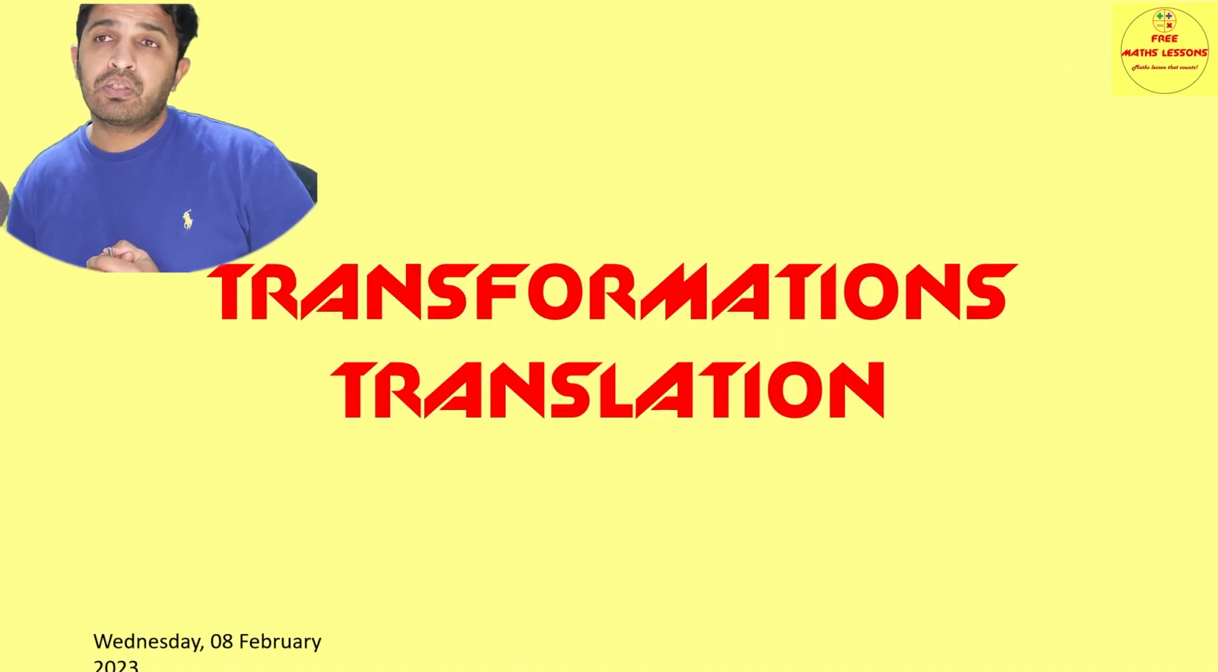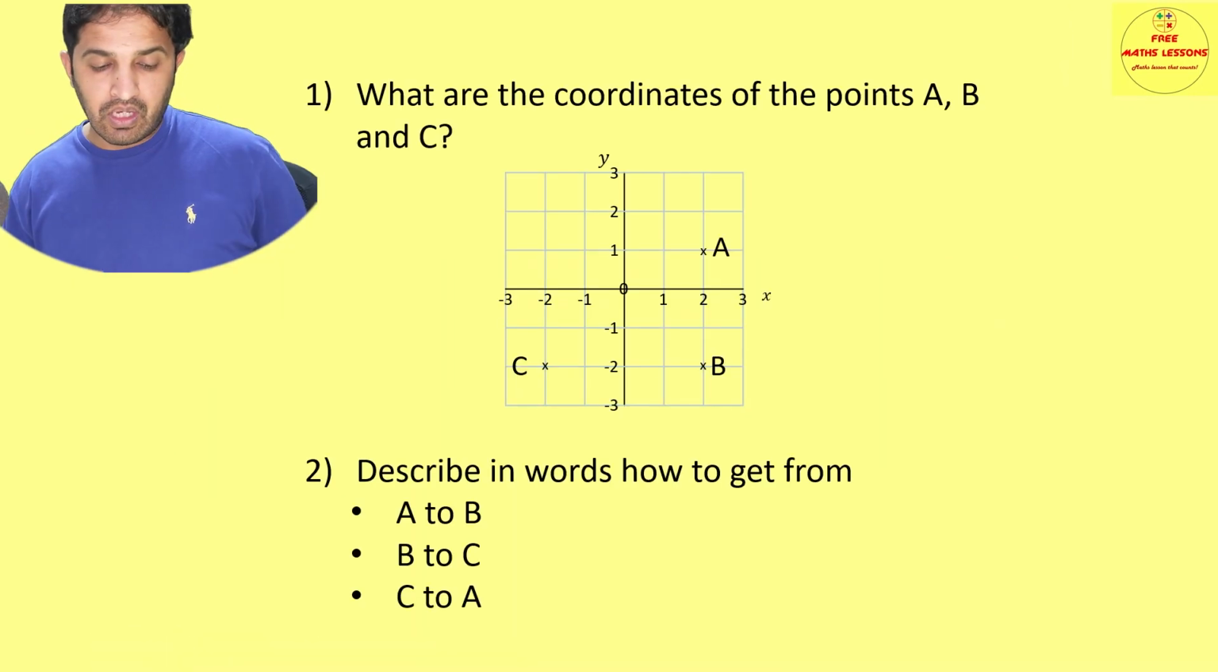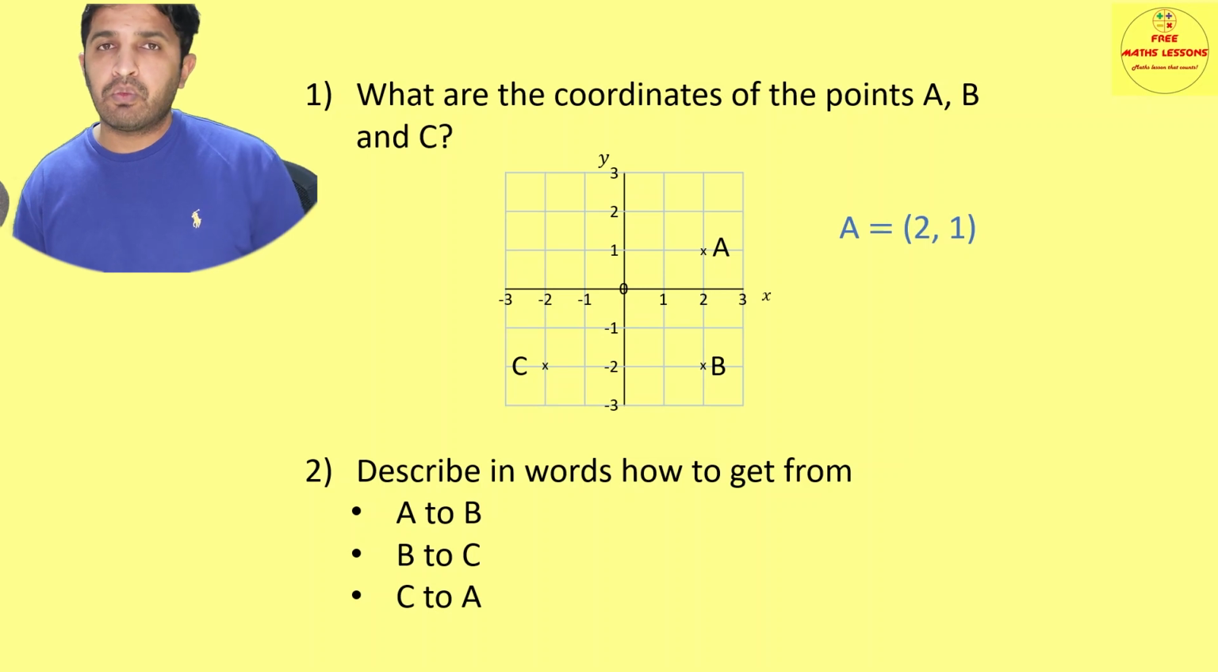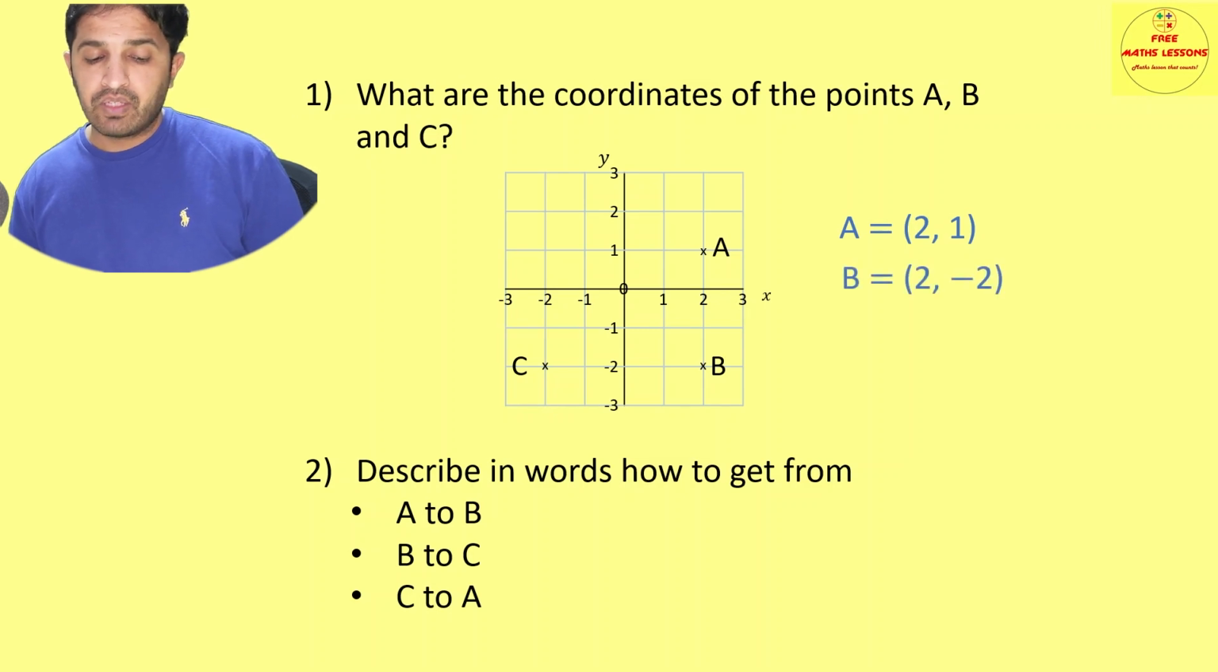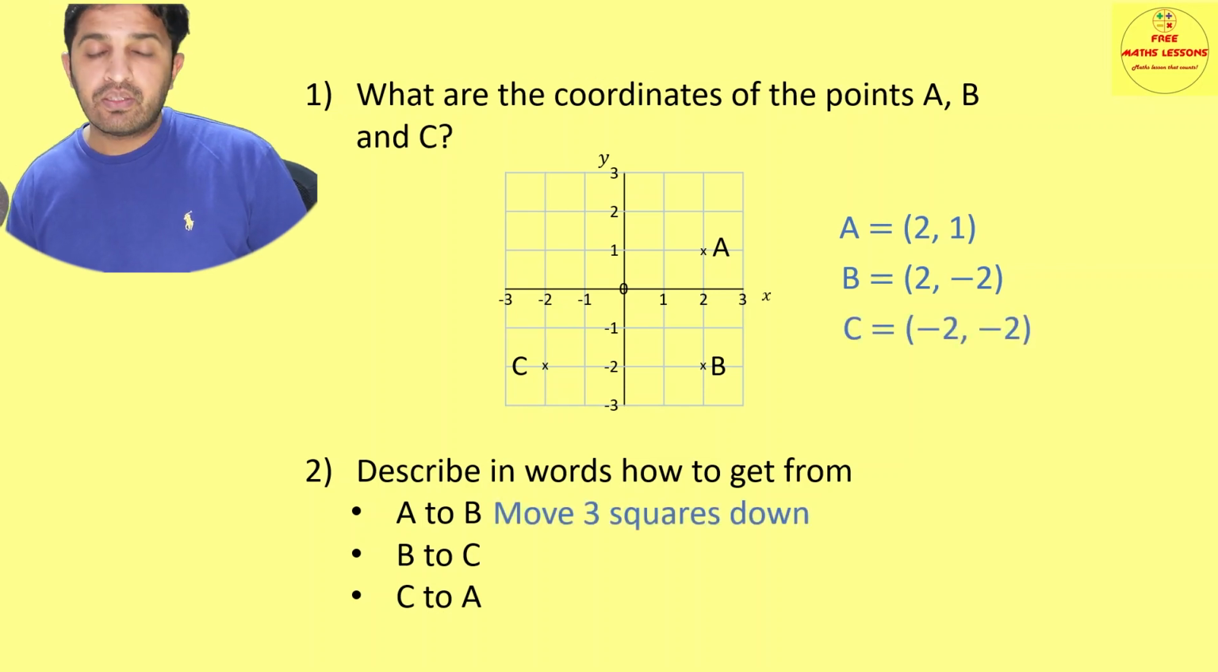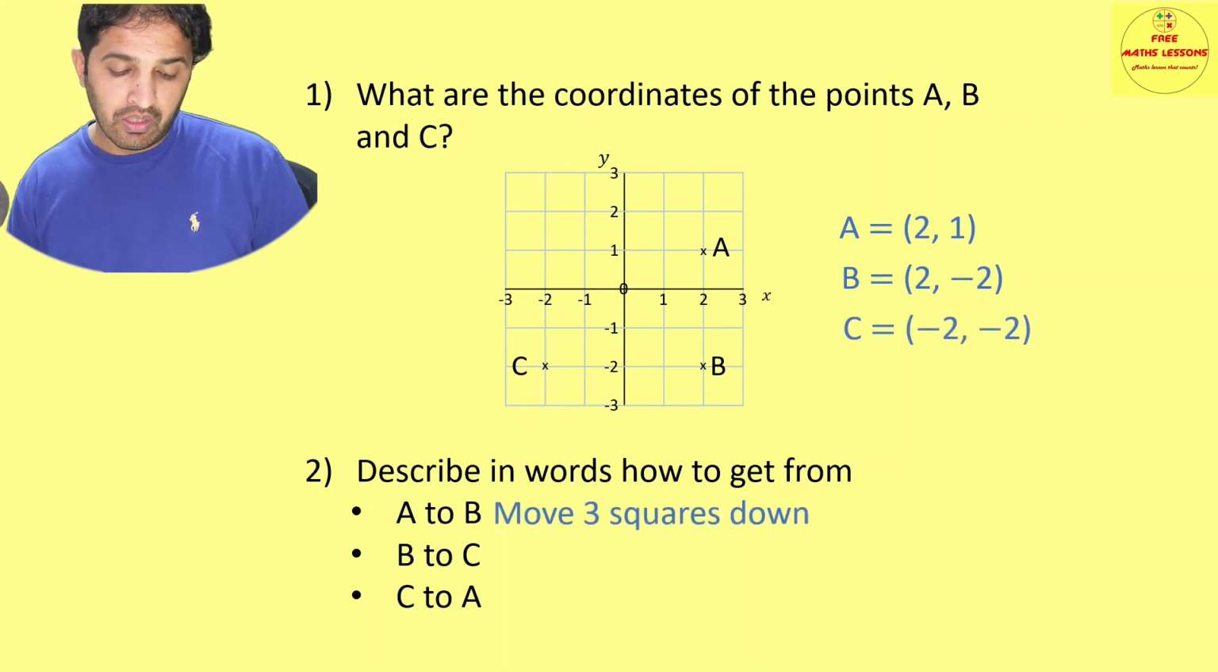The last part of the transformation is translation. So how are we going to look at the translation? A couple of questions to start off: how to describe translation. First, we already looked at the coordinates. What are the coordinates of these 3 points? We got A is (2, 1), because 2 across and 1 up. B is (2, -2), and then C is (-2, -2).